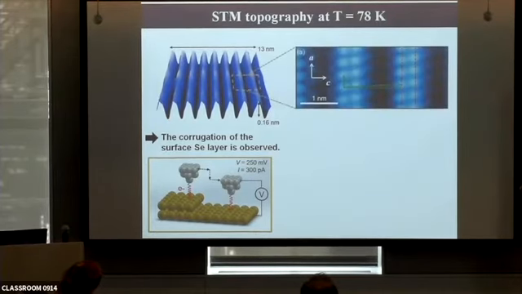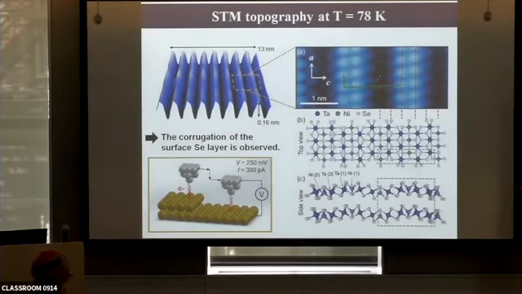When you zoom into a certain area in the STM topography, the clear atomic arrangement is revealed. Here, the selenium atoms are aligned along the red dotted line, which is along the a-axis. The bright color and dark color represent the high line and low line selenium atoms respectively. Here we observe the monoclinic angle, which is consistent with the previous crystallographic measurement.